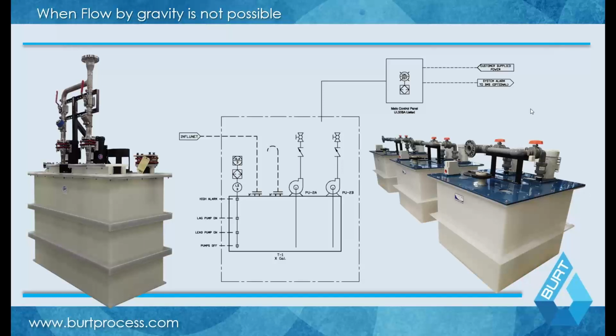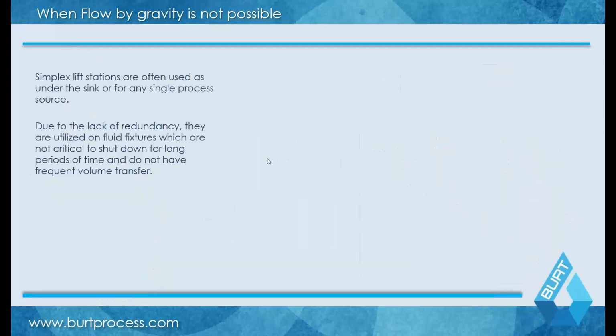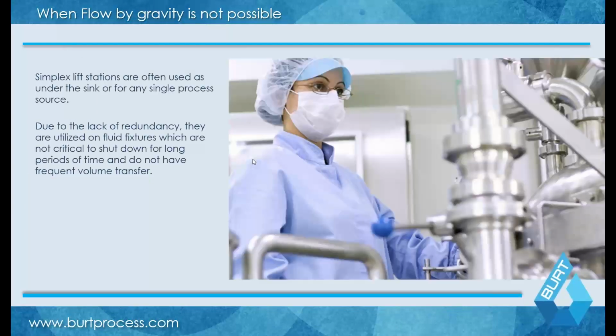What I was saying was, in an ideal situation, people want to go by gravity into their pH neutralization system. When that's not possible, they do make what's referred to as lift or transfer-based systems, where you basically collect your waste and then pump it into your system. And this can happen for a number of different reasons.